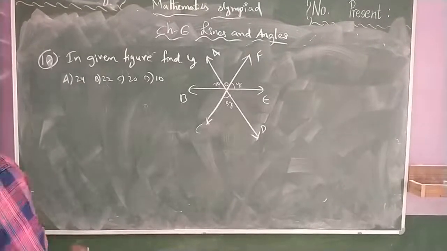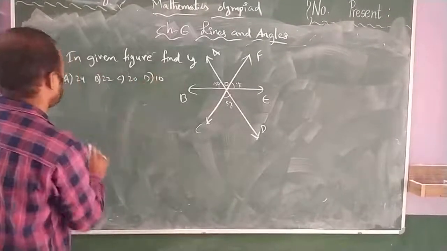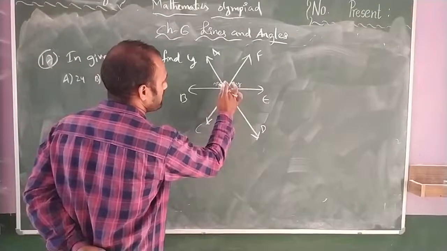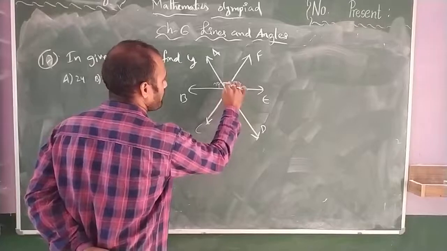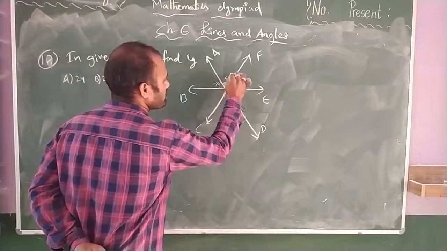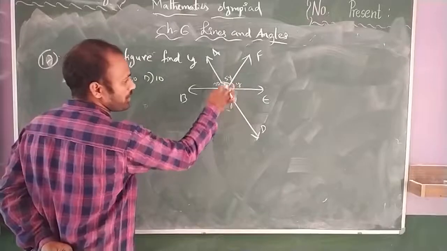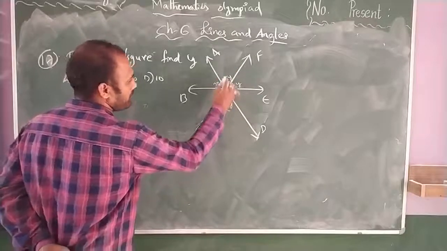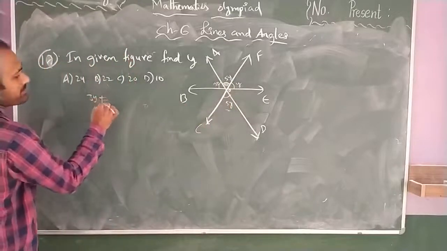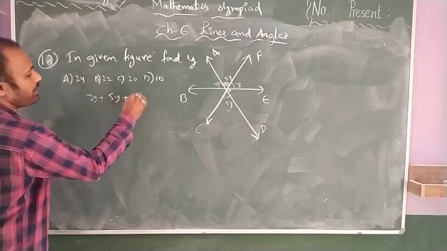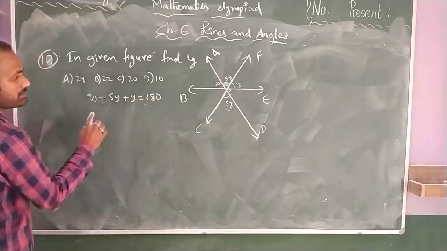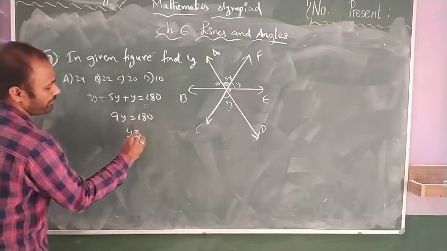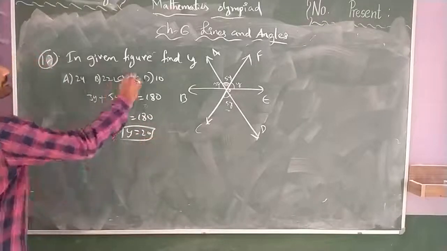Next, let us see the 17th question. In the given figure, find Y. So if you observe these two angles, if here it is 5y, here also it will be 5y. Why? The reason is vertically opposite angles. These two lines are intersecting, forming vertically opposite angles. So it is forming angles on a line, that is 3y plus 5y plus y is equal to 180 degrees. 9y is equal to 180 degrees, so y will be 20 degrees. Option C is correct.